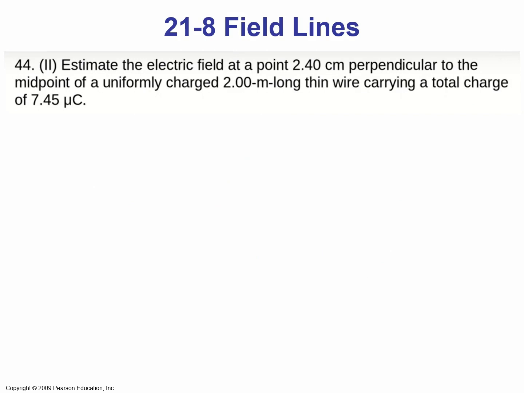Another example, let's look at problem number 44 from the book. Estimate the electric field at a point 2.4 centimeter perpendicular to the midpoint of a uniformly charged 2.00 meter long thin wire carrying a total charge of 7.45 microcoulomb. Because the distance from the wire is much smaller than the length of the wire, we can approximate the electric field by that of a long wire, which is derived in example 21.12. From that example, the electric field is 1 over 2 pi epsilon naught, lambda divided by x, where lambda is the charge density, charge per meter, and x is the distance from the charged line.